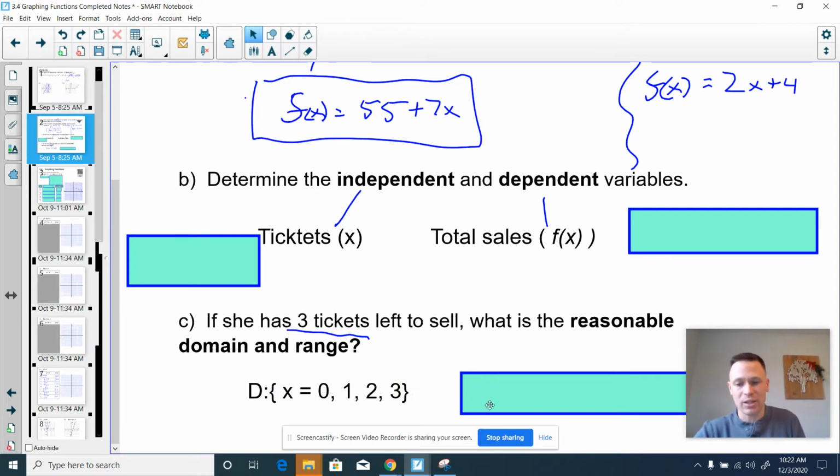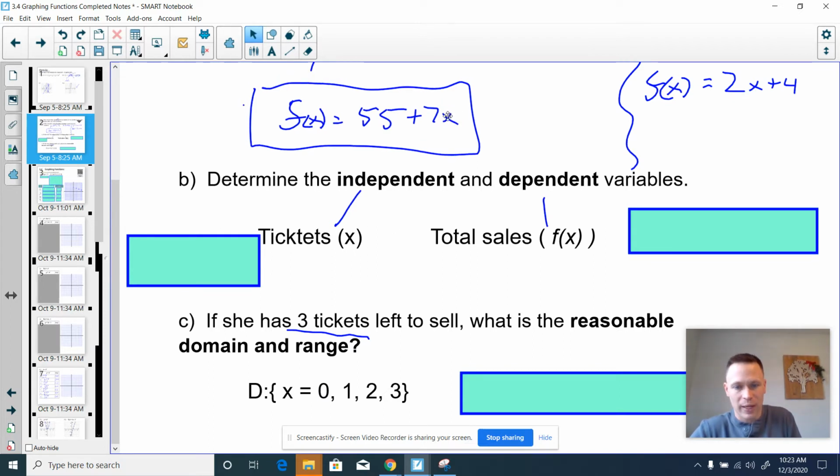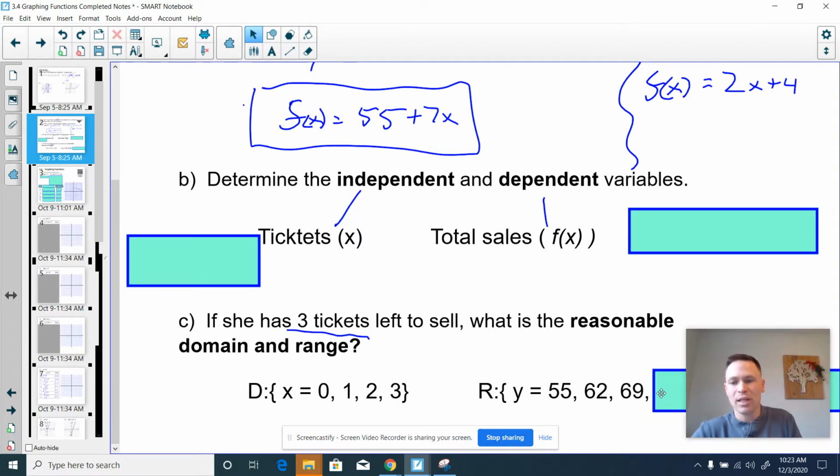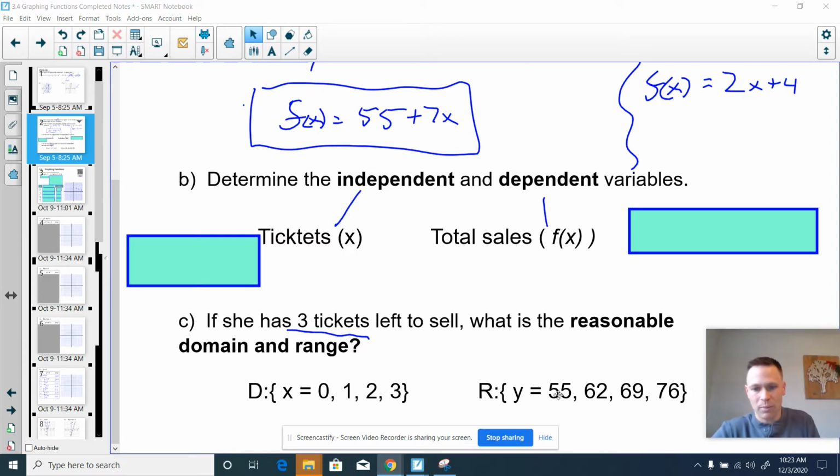Now my range is the corresponding output for every input here. So if I sell 0 tickets, it's like 0 is going in for x, right? So 7 times 0 is 0, and I get 55. And then if I sell 1 ticket, it's 7 times 1 plus 55, which is 62. And then if I sell 2 tickets, that's 7 times 2 plus 55, which is 69. And then for the last one, I sell 3 tickets, right? So it's 21 plus 55. And so that's my range, okay?